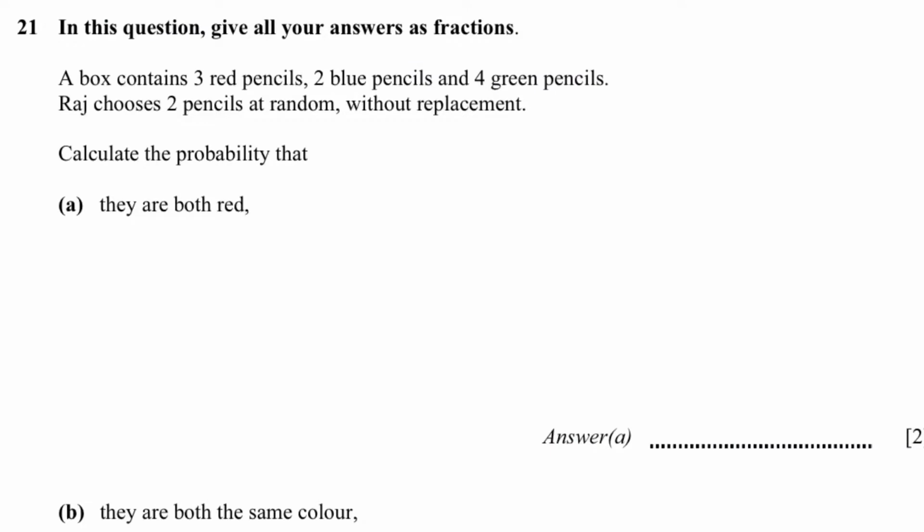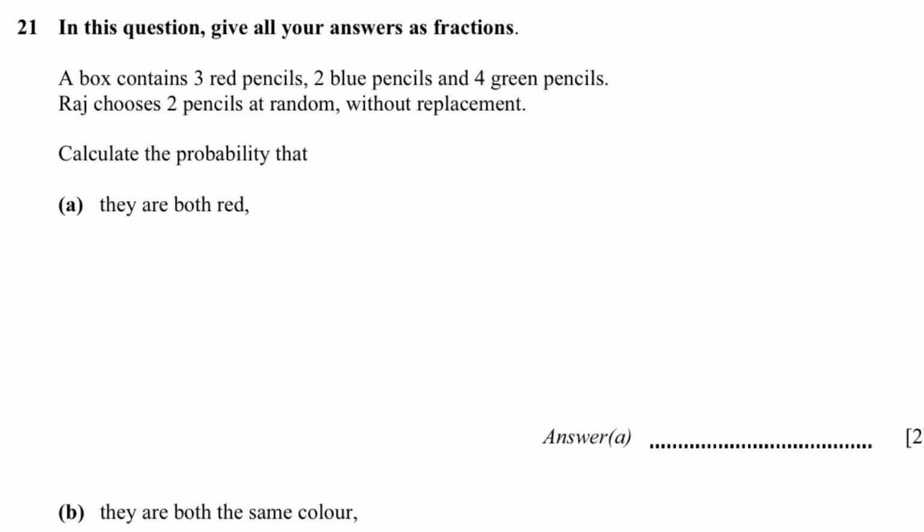Question number 21. A box contains 3 red pencils, 2 blue pencils. Okay, so the next question is a probability question. There are 3 red pencils, 2 blue pencils, and 4 green pencils in a box. Raj chooses 2 pencils at random without replacement. Calculate the probability that they are both red. Without replacement means conditional probability. So if you take one pencil, that one pencil is going to be less.